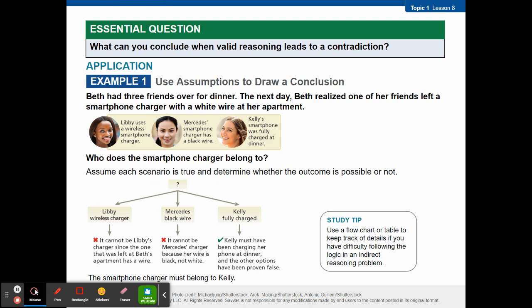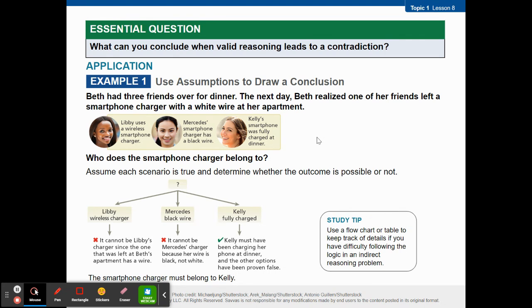All right, so here's example 1. Beth had 3 friends over for dinner. The next day, Beth realized one of her friends left a smartphone charger with a white wire at their apartment. So here are the 3 friends. Libby uses a wireless smartphone charger. Mercedes' smartphone charger wire was black, and Kelly's smartphone was fully charged for dinner. Just looking at this, whose do you think it is?